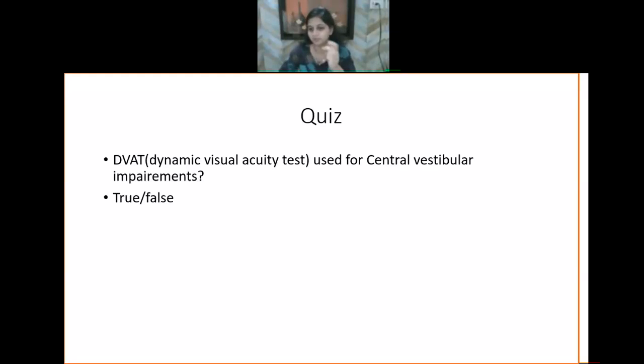Okay, people are saying true. No. Dynamic visual acuity test is purely for peripheral vestibular impairment. So if your patient is having dizziness or some nystagmus or anything, and you want to differentiate between peripheral and central, do dynamic visual acuity. If the test is positive, it's mainly peripheral. And the test is 100% positive if they have bilateral impairment.